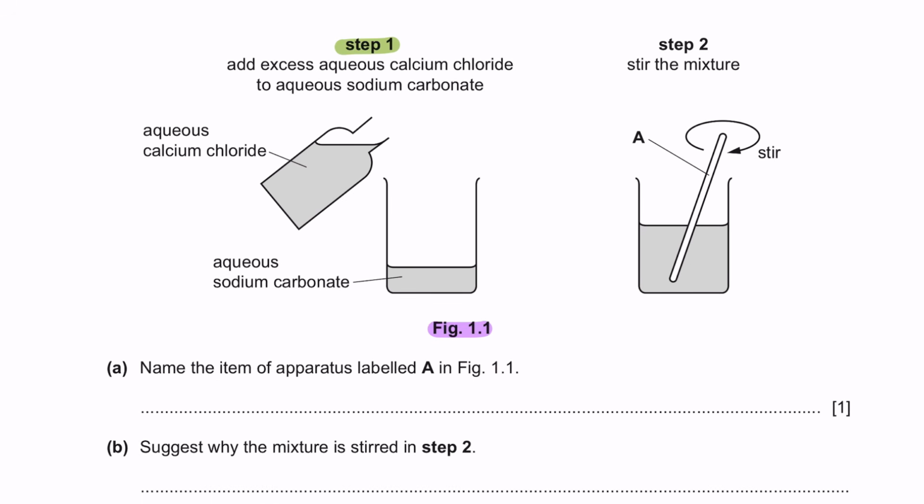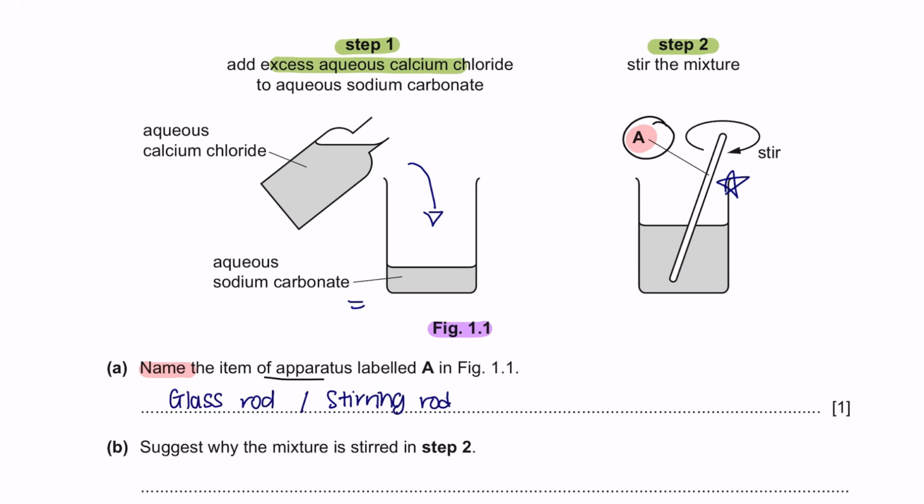In Step 1, excess aqueous calcium chloride is being added into the aqueous sodium carbonate, and in Step 2, the mixture is being stirred. Question A. Name the item of apparatus labeled A in Figure 1.1. To name the apparatus in your Chemistry Paper 6 is a very common question, so make sure you know the list of apparatus beforehand. The apparatus here is called a glass rod or a stirring rod.